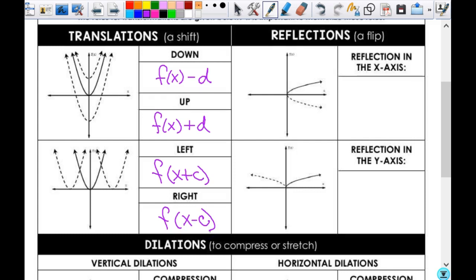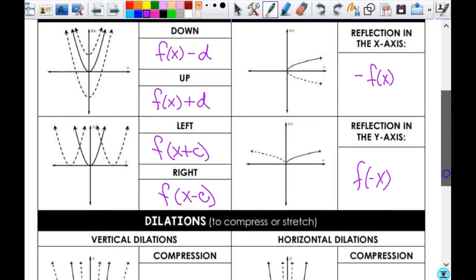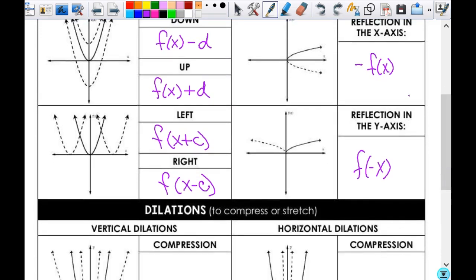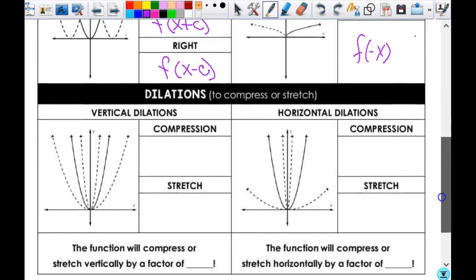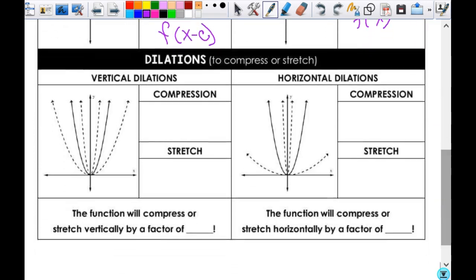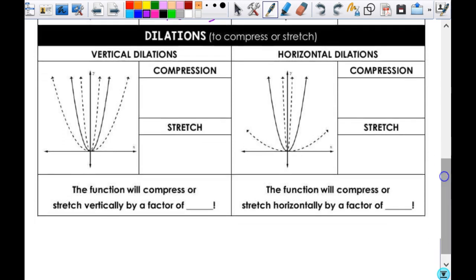Reflections in the x-axis, you're changing the sign on y. Your y is f of x, so to change the sign, it looks like that. When you reflect in the y-axis, you're changing the sign on x, so it looks like this. So that's, you're adding and subtracting and technically multiplying or dividing by -1 on these. But then your dilations is when you're multiplying your coordinates, right? You have a stretch or a compression.